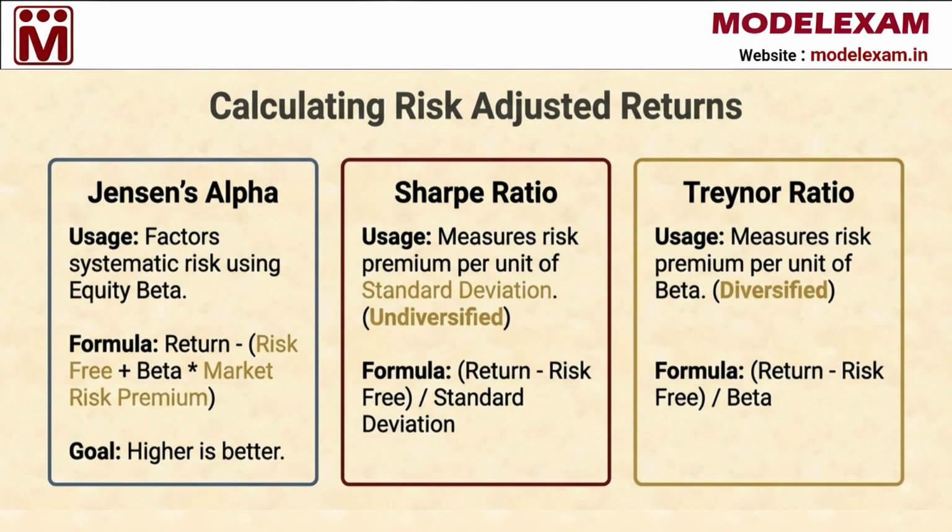Second is the Sharpe Ratio. This is used for undiversified portfolios. It measures the risk premium earned per unit of total risk. The formula is the return minus the risk-free rate divided by the standard deviation. Third is the Treynor ratio. This is for diversified portfolios. It measures the excess return per unit of systematic risk. The formula is the return minus the risk-free rate divided by beta.